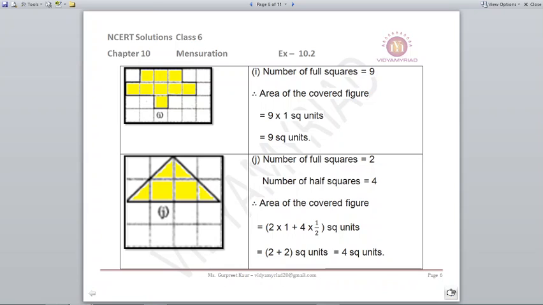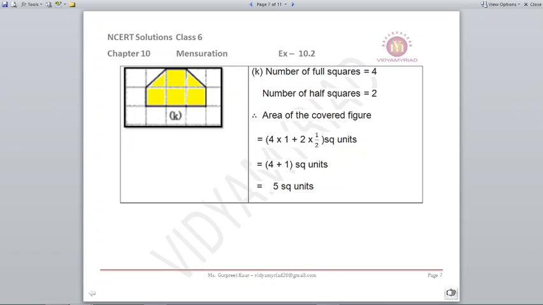For the next, if you see the figure properly, it's in a triangle form, and there are only 2 full squares in this, and there are 4 half squares. If you count the other squares, there are diagonals formed, so they are exactly half. So what I will do, 2 multiplied by 1 plus 4 multiplied by half. So 2 plus 2 gives you 4 square units.